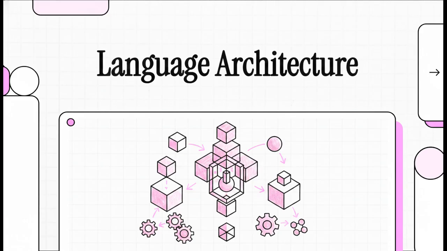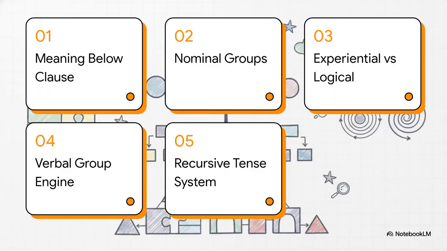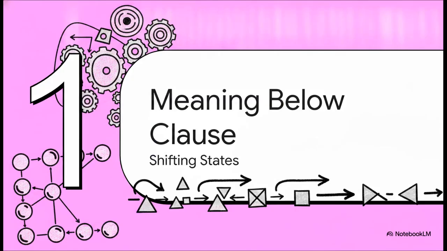Basically, we're translating abstract linguistic theory into concrete geometric structures. Think of it as the linguistic physics of how we build meaning, specifically below the clause level. To do this, we'll take a zoom-in microscope approach. We're covering 5 main areas today: meaning below the clause, the anatomy of nominal groups, experiential versus logical structure, the verbal group engine, and finally, the recursive tense system. Let's get into it. Part 1.